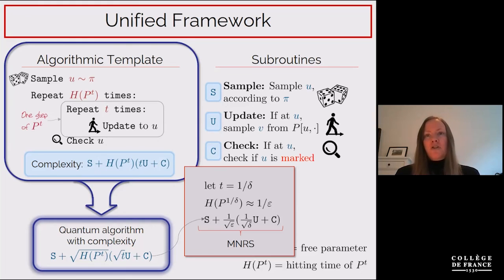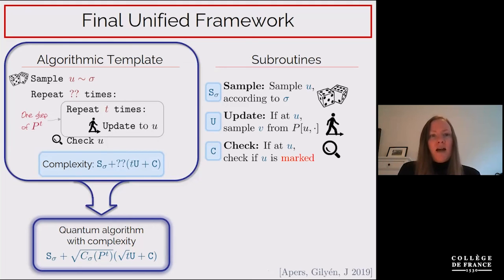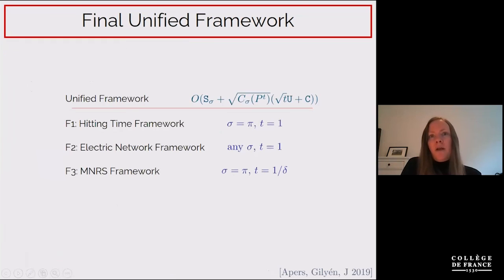To more generally merge in the electric network framework, meaning we want to allow starting in any distribution, we basically do the same construction, but we allow the algorithm to start in any distribution. Then instead of the hitting time of P to the t, we get this C sigma quantity, but for the walk P to the t. And so we get a unified framework that has this complexity, where we're free to choose the distribution sigma and also the quantity t.